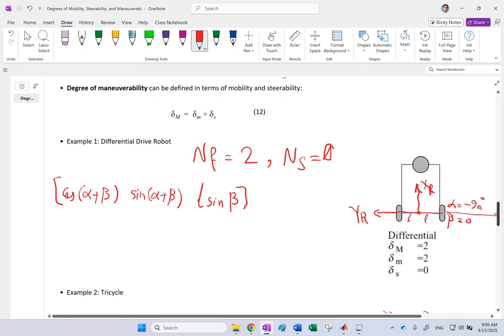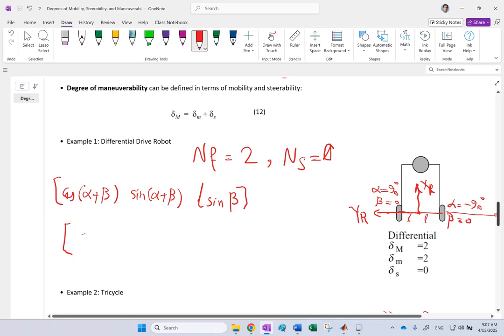Then we look at this wheel. In this case, the radial line with the x-axis is making a positive 90-degree angle. And again, the angle of the axis of the wheel with the radial line is 0. That's all it is.